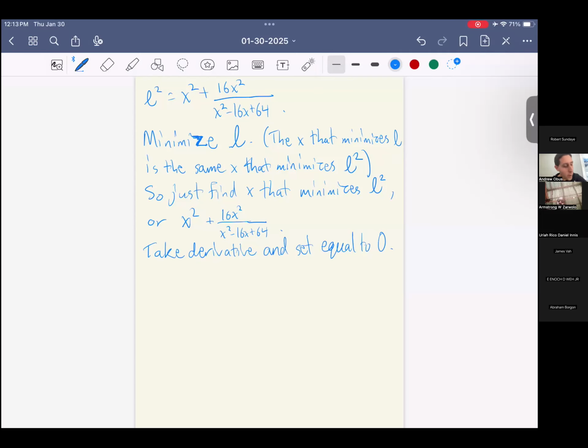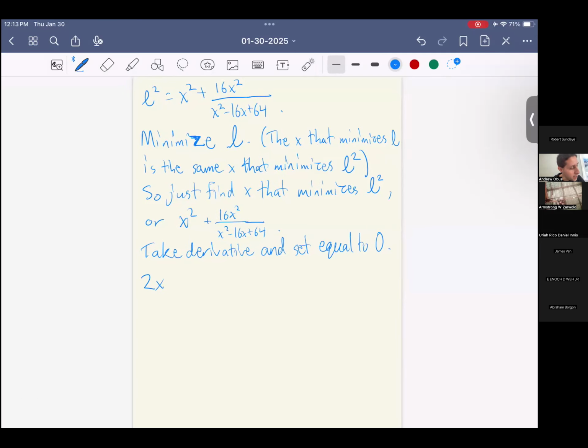Okay, so what happens when we do this? The first part, we just get 2x, and then plus, and now this derivative is a little bit annoying, because we have to use the chain rule. Not the chain rule, we have to use the quotient rule. If we recall the quotient rule, when you're taking a derivative of a fraction of the form g over h, then the derivative is equal to h times g prime minus g times h prime over h squared. This is the formula that we had. This is the quotient rule.